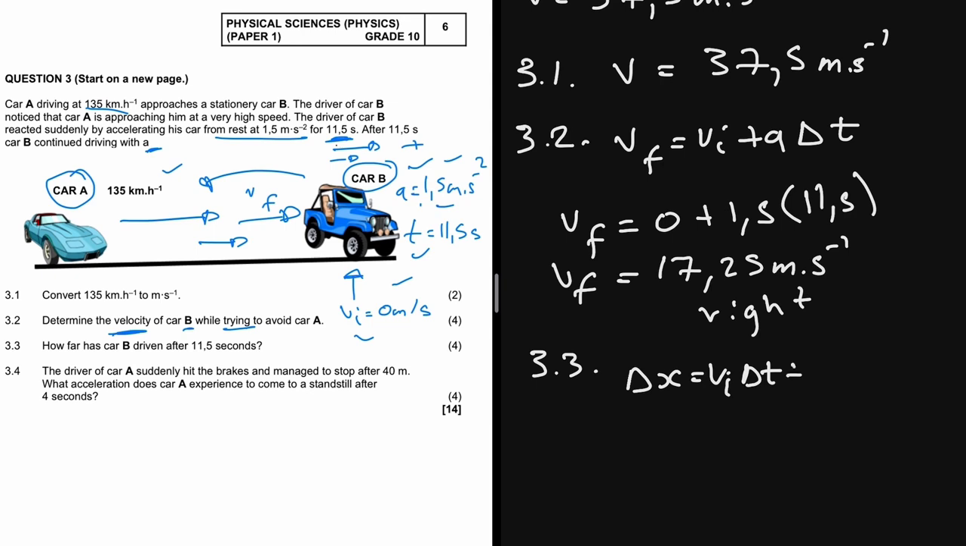Then you say this is plus 1 over 2 acceleration change in time squared. Okay, so this is one of the equations of motion you can select. Remember, you can look at these equations of motion on your formula sheet. I'm just taking them from my head, but you don't have to do that because you already have them.